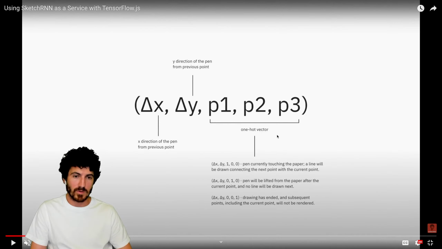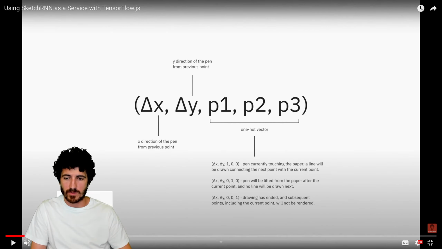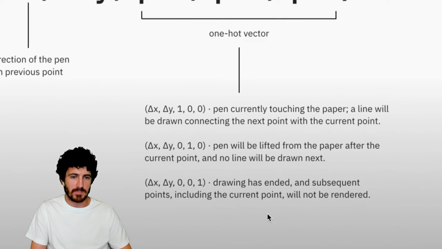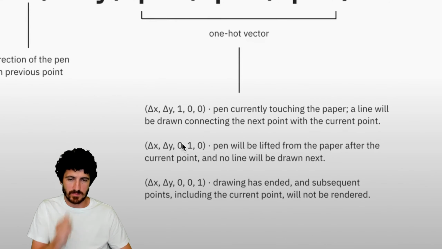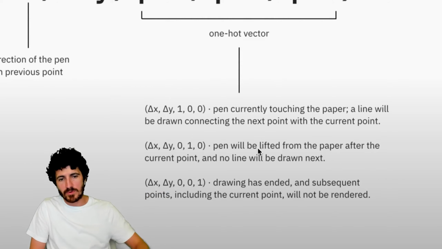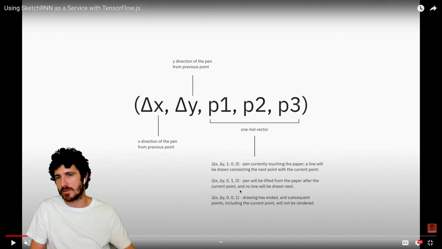So this is a one-hot vector. This is X and Y. Each step is like the delta, how much you moved from the previous point. And then we have this one-hot vector on the right. If it's 1, 0, 0 or 0, 1, 0 or 0, 0, 1, it means three different things. The first one is that the pen is touching the paper, and a line will be drawn connected to the next point. The 0, 1, 0 is that the pen will be lifted after the current point. And then 0, 0, 1 means that the drawing has ended and no more points are going to be drawn, the drawing is finished.